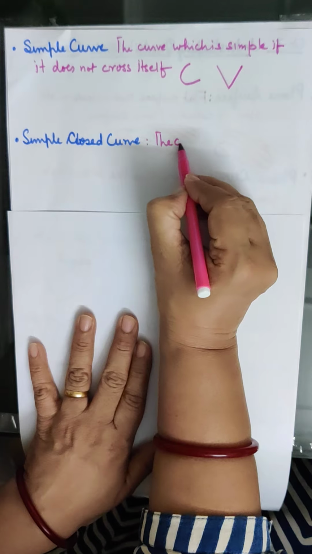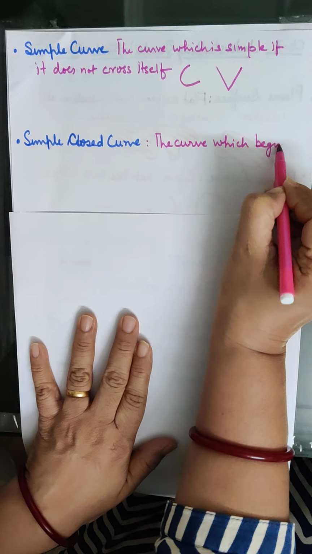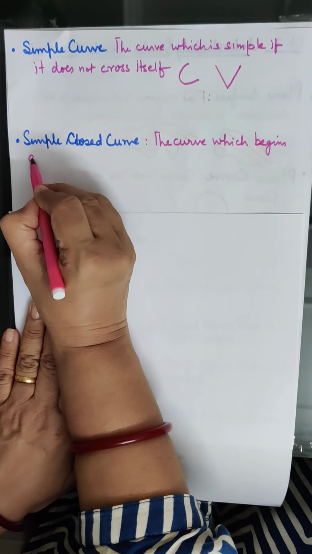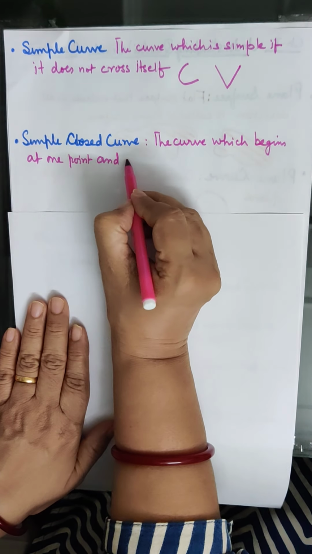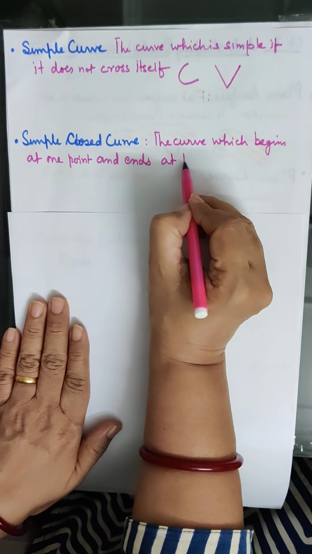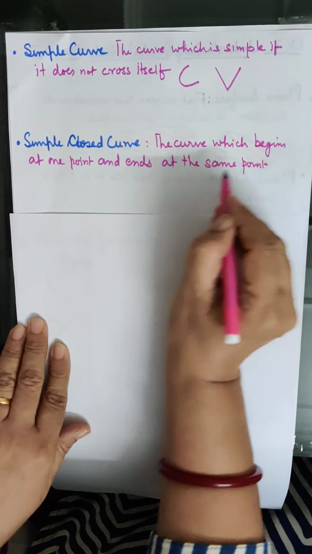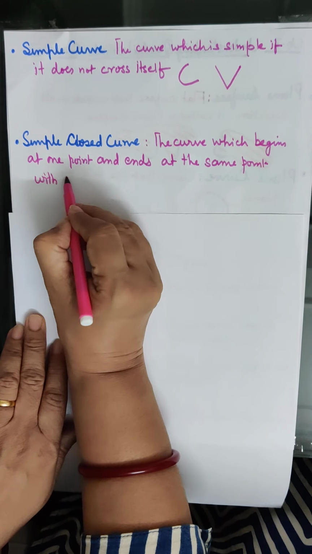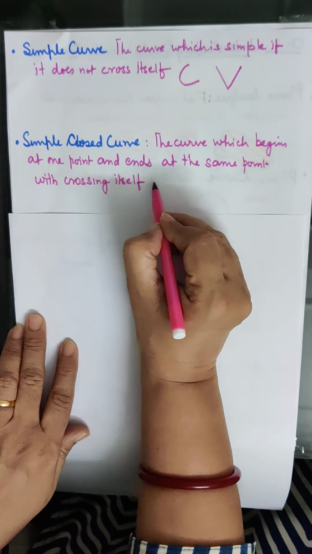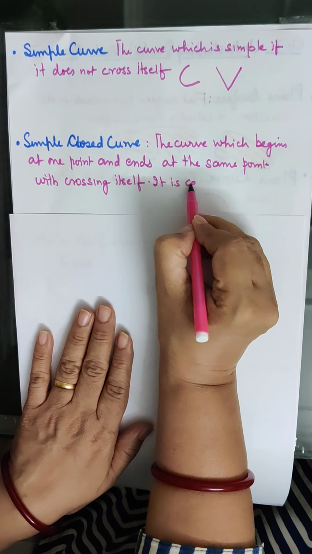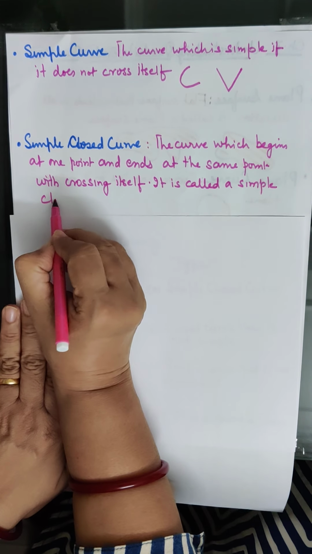The curve which begins at one point and ends at the same point without crossing itself is called a simple closed curve.